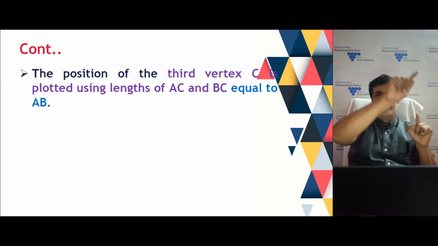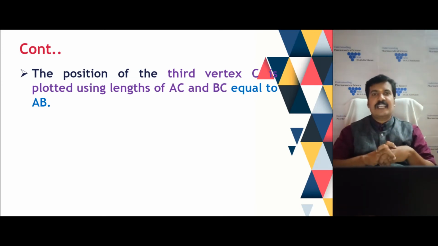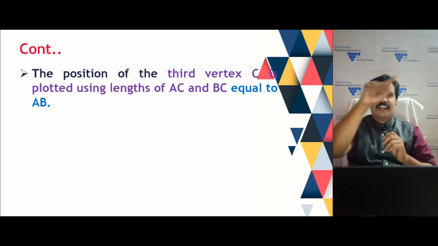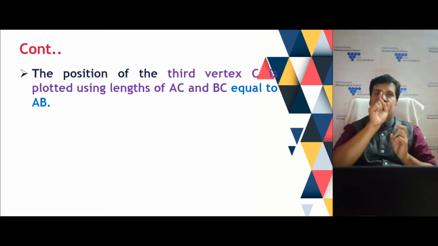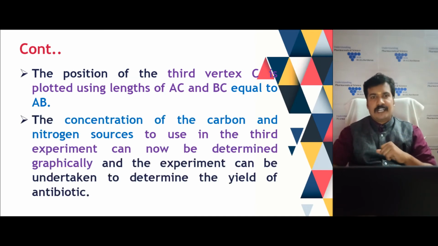So I am drawing a line. Now I have a line AC from A to C, and BC from B to C, which is equal in distance with AB. So it is an equilateral triangle. This is called a simplex. In this, the point C is the new experimental condition.